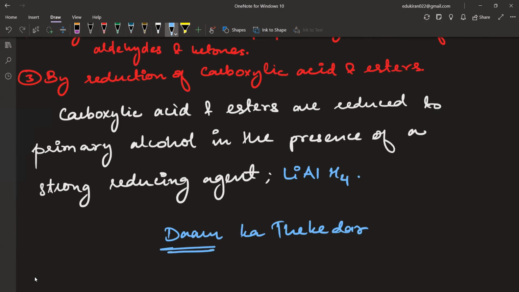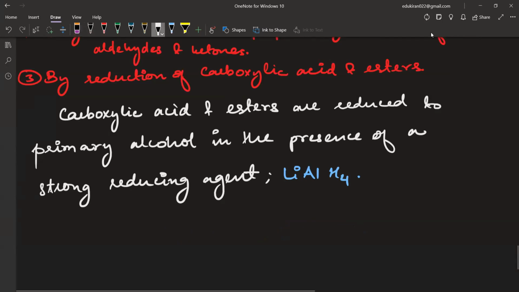Do you understand what it means? Daru ka thekedar. No one understands this. Those who know Hindi may understand. That means it will turn anything to alcohol. Lithium aluminium hydride turns anything to alcohol. That is why he used to call it daru ka thikadar. Okay. Right, next.